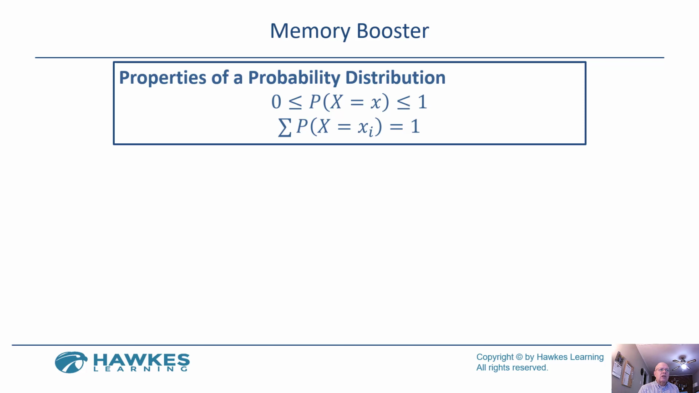So one more time, the properties of a probability distribution of any kind, not just the discrete, but all probabilities. Any individual probability is between 0 and 1. And if you add up all the ones you have in a probability distribution, you get a total of 1.